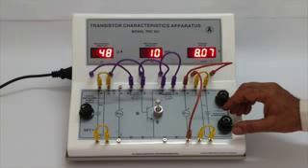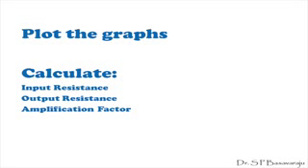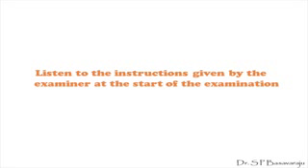As preparation for the examination, practice drawing the circuit diagram and tabular columns and memorize the formulae. Also plot the graphs by taking the values from your practical record. Further calculate the input resistance from the input characteristic curve, and then the output resistance and the amplification factor from the output characteristic curves. That's about your preparation. Remember, listen to the instructions given by the examiner carefully at the start of the examination and follow the same.